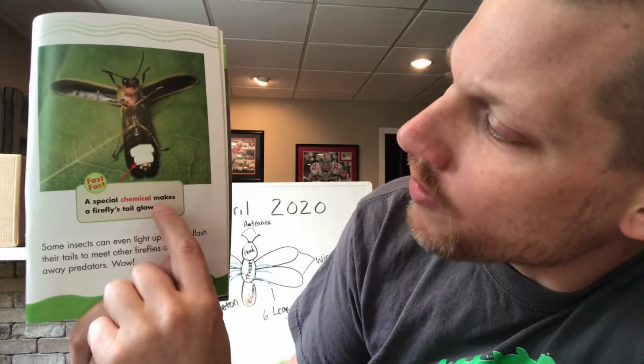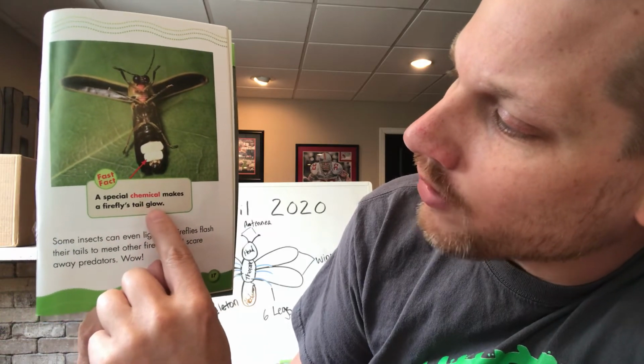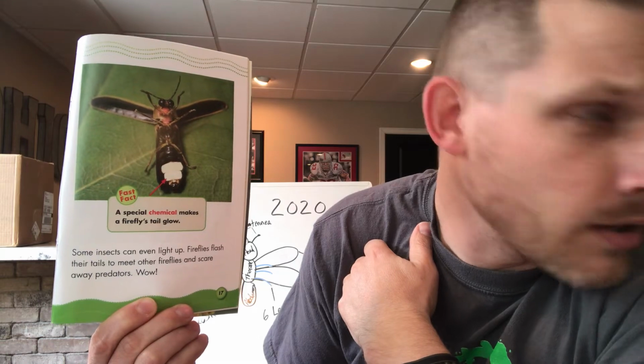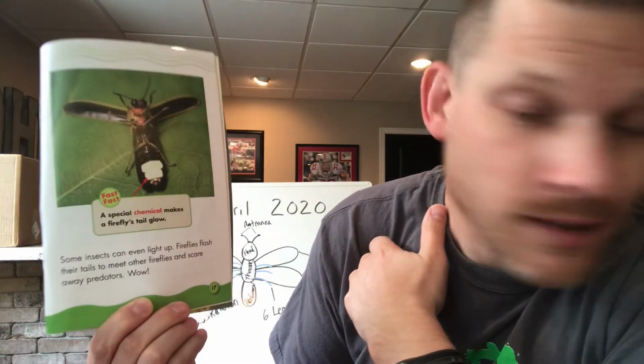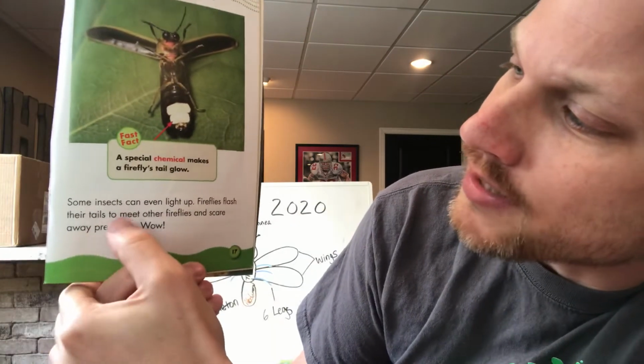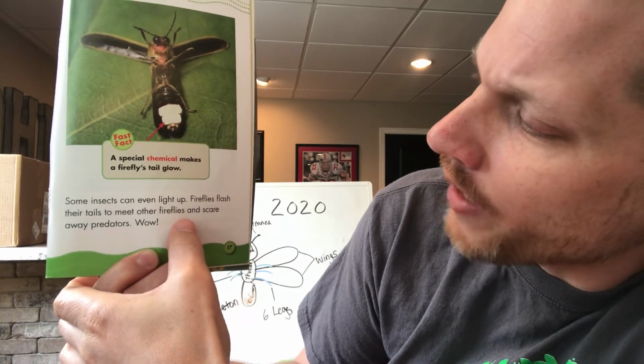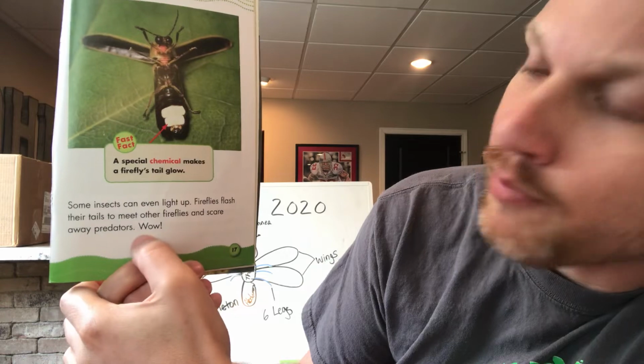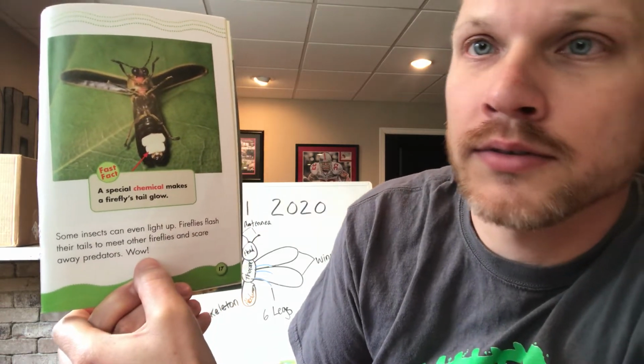A special chemical makes a firefly's tail glow. Now, what do we call a firefly? A firefly? Do we call it a lightning bug? I call it a firefly. Yeah. Okay. Some insects even light up. Fireflies flash their tails to meet other fireflies and scare away predators. Wow.